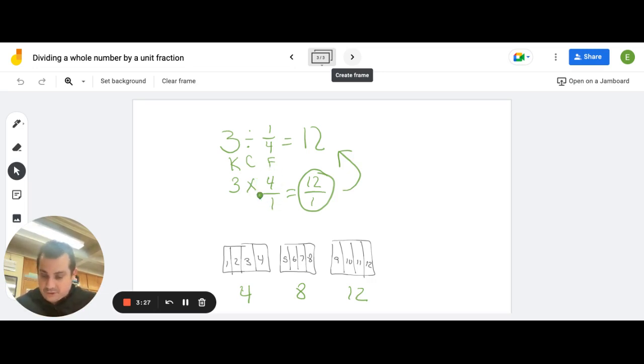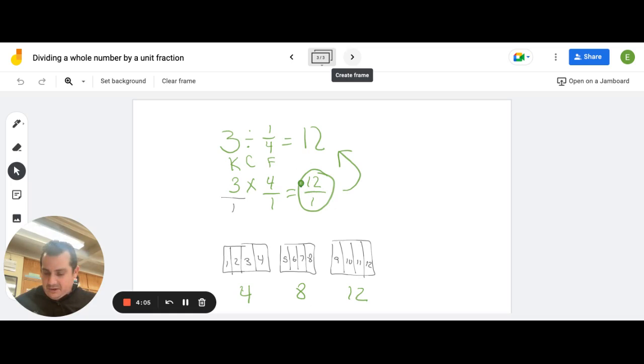Now you could multiply straight across. 3 times 4 is 12, and we keep our denominator of 1. Or we could put that 3 over 1 and multiply it straight across. Now, when we do our keep, change, flip, it's like we have 3 times 4 over 1. We don't have to put the 1 on the bottom as our denominator. We could just say it's 3 and 4. So 3 times 4 is 12.